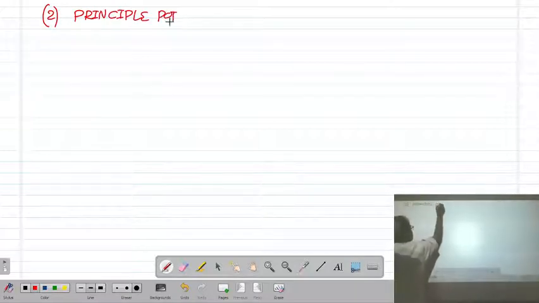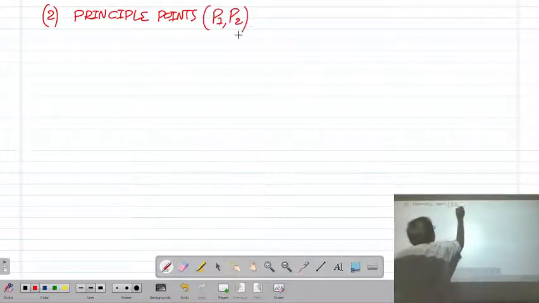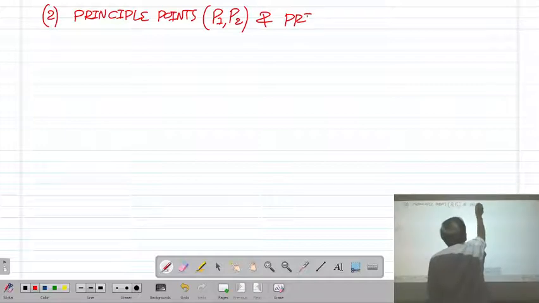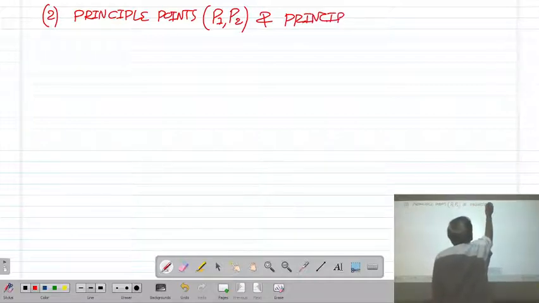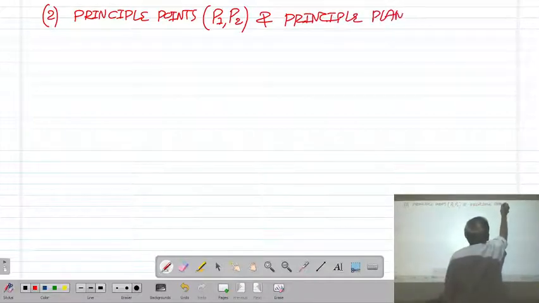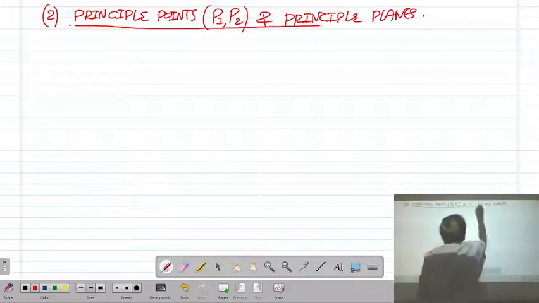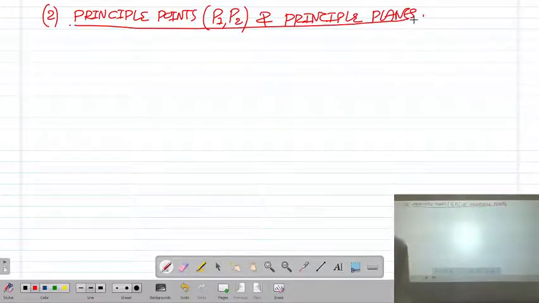Okay, now next we describe principal points P1, P2 and principal planes. So we will now define principal points P1, P2 and principal planes. What are the principal points and what are the principal planes?